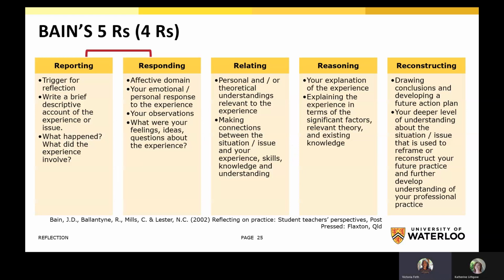So let's take a look at the first model. The first one is Bain's 5 R's, which is sometimes called the 4 R's. It's called the 4 R's because it's very common for the reporting and responding stages, the initial stages of reflection, to be collapsed together. It just happens that students tend to write about those two aspects at the same time. So sometimes you'll find this referred to as the 4 R's.